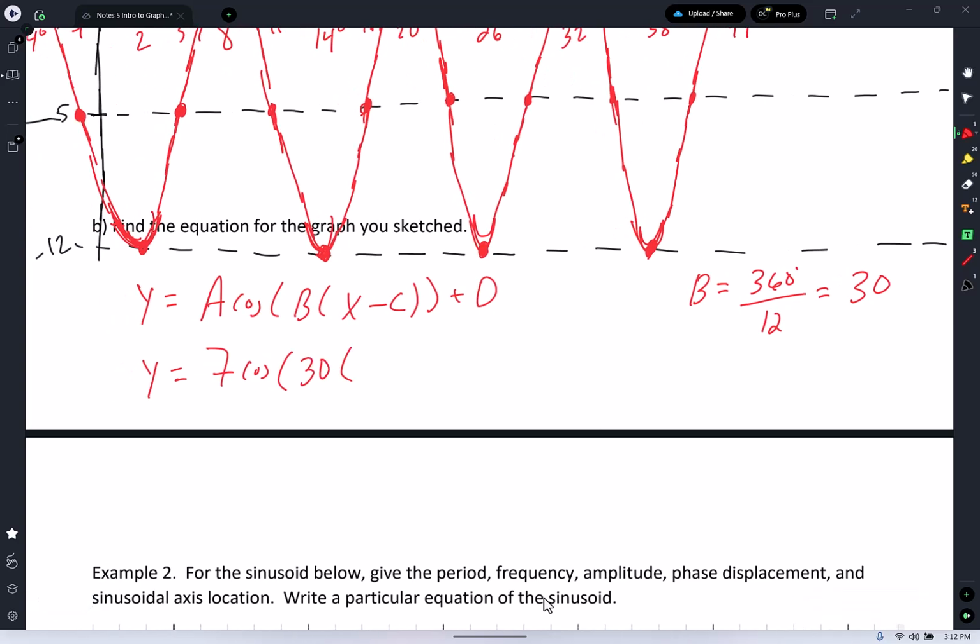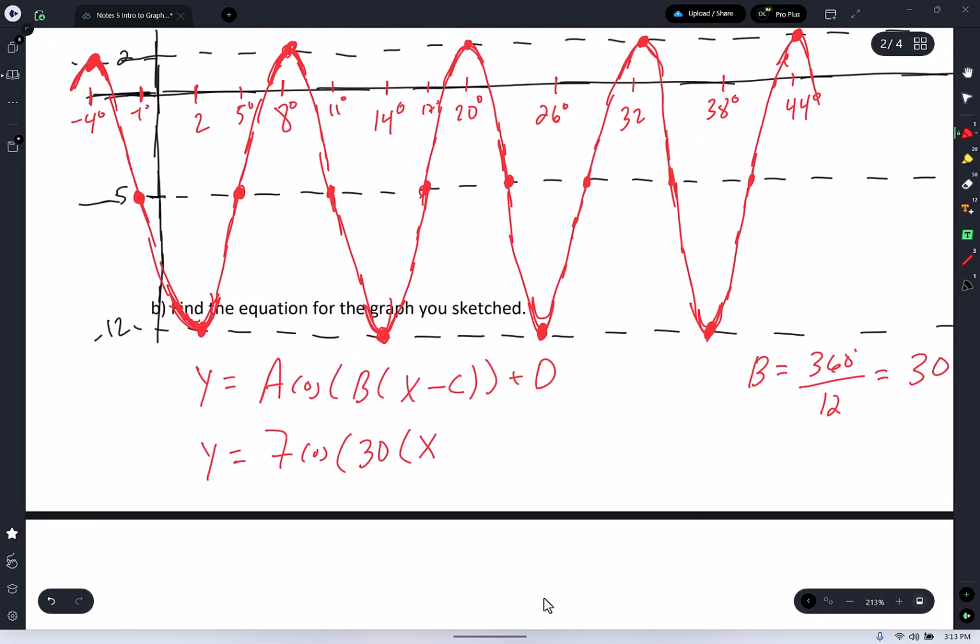Open parenthesis. x minus, my shift was -4. So x minus -4, that turns it into a +4, close. What was the midline? -5. Now we're all going to practice typing this into our calculators.